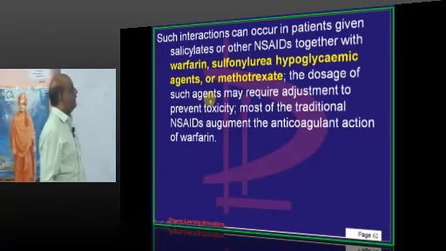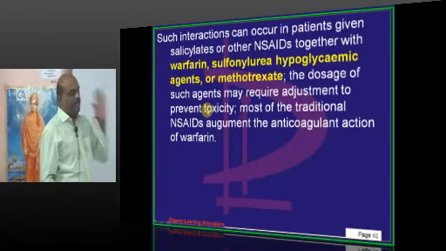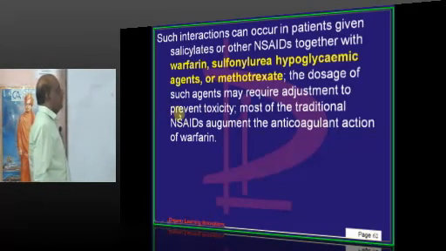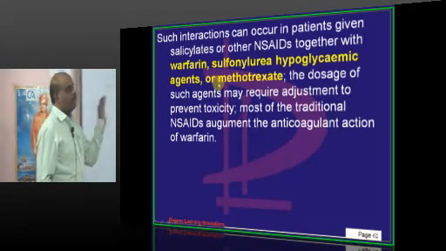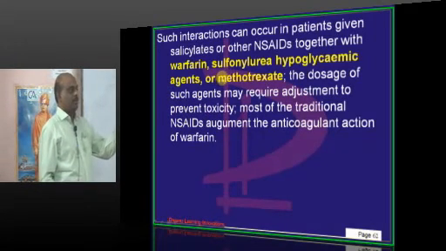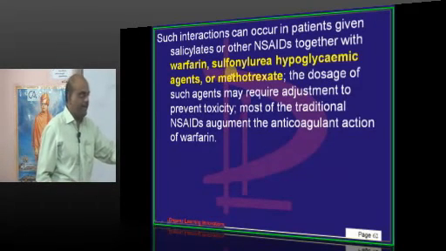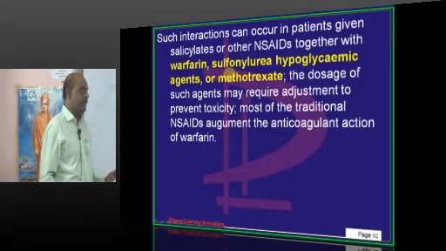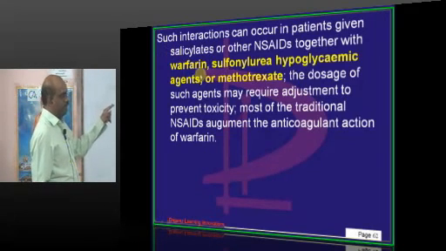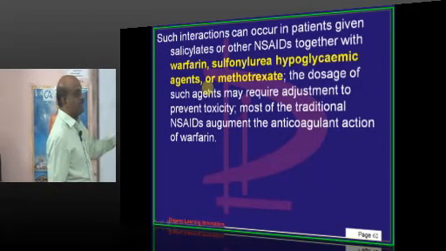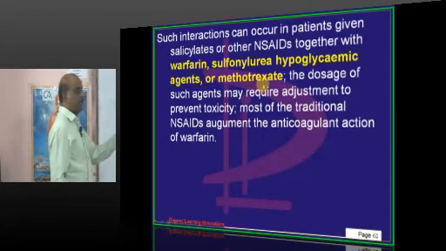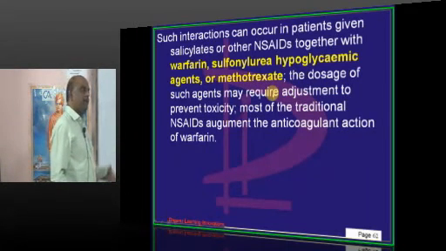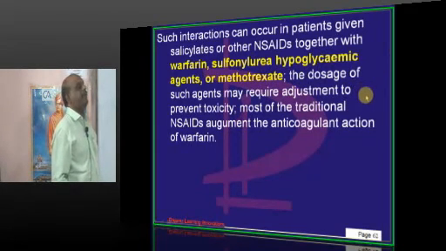Then another important group of drugs, don't forget, this is a favorite MCQ in the entrance. What are all the drugs which show drug interaction because of their displacement from the protein binding whenever you use aspirin? The list: warfarin, sulfonylurea hypoglycemic agents. In diabetes patients we use glibenclamide, glipizide, gliclazide, right? They are all called sulfonylurea class of diabetic drugs.